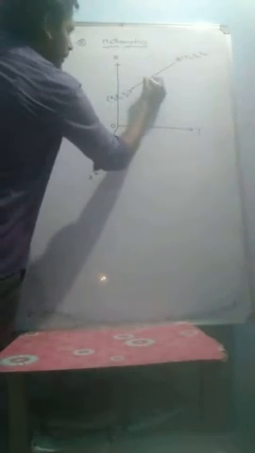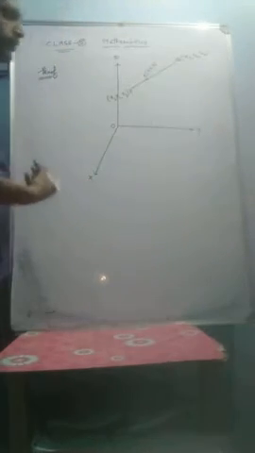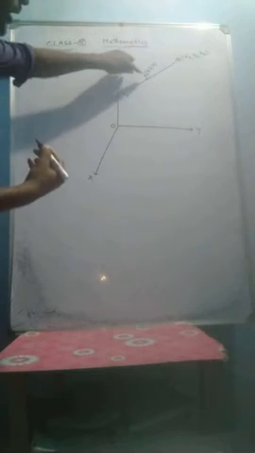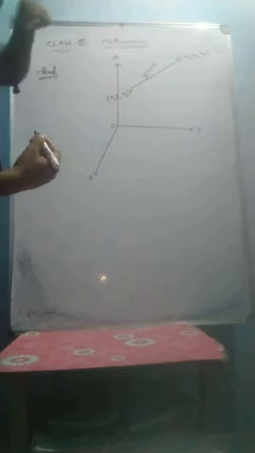R is a point. This is not the middle. It is somewhere near P or near Q. So R is a point, and I am taking it as x, y, z. Now we have to find the coordinates of this R point, that means the x value, y value, and z value.